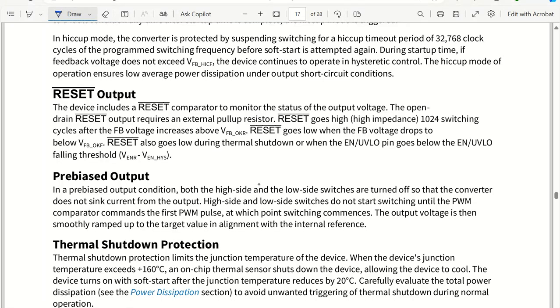Coming back to the reset output, as I already told you, it goes based on the FB voltage. Reset goes low when FB voltage drops below this one, and it will go high when it goes above the FB pin threshold. So 0.6 volt is there, so if it goes above, then the reset pin goes high, and if it goes below, then the reset pin goes down.